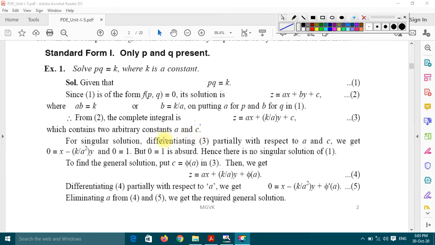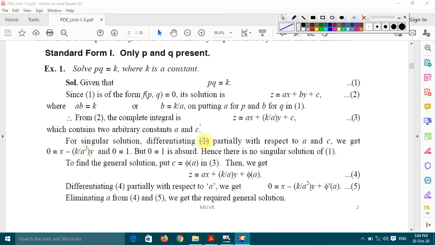Now we find the singular solution for the given differential equation. We differentiate equation 3 partially with respect to a and c. Differentiating with respect to a, we get 0 = x - (k/a²)y. The partial derivative of z with respect to a is 0, the partial derivative of ax is x, the partial derivative of (k/a)y is -(k/a²)y, and the partial derivative of c with respect to a is 0. So we get 0 = x - (k/a²)y.